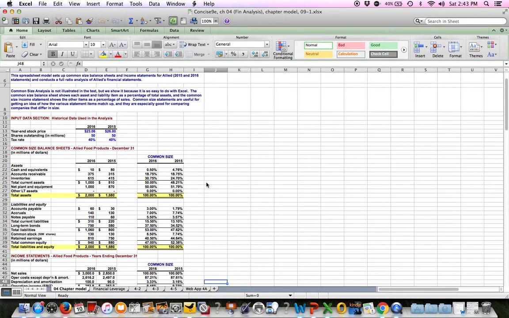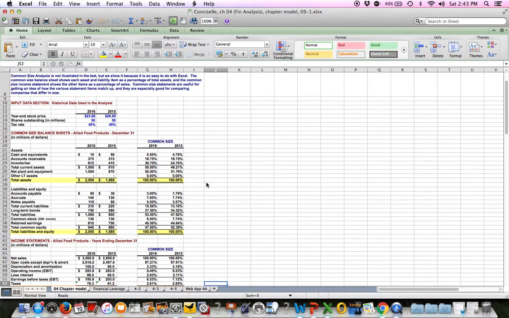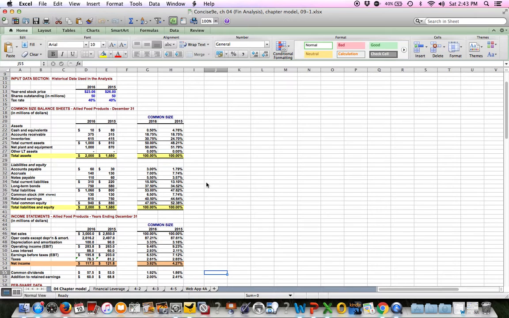So the book used an example of Allied Foods, and it showed us a balance sheet and income statement for Allied Foods. And it gave us a common size financial. I just wanted to mention that. It's taking everything on the balance sheet side and dividing it by assets. So every line item divided by assets becomes a ratio. And it just kind of shows us how the composition of assets changed between the 2 years of the company.